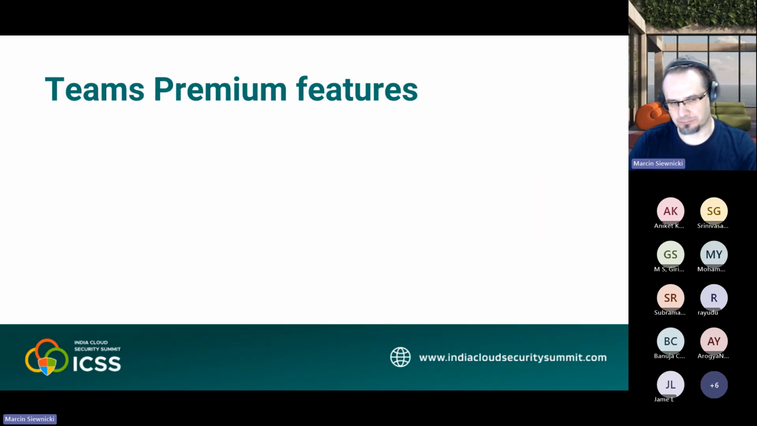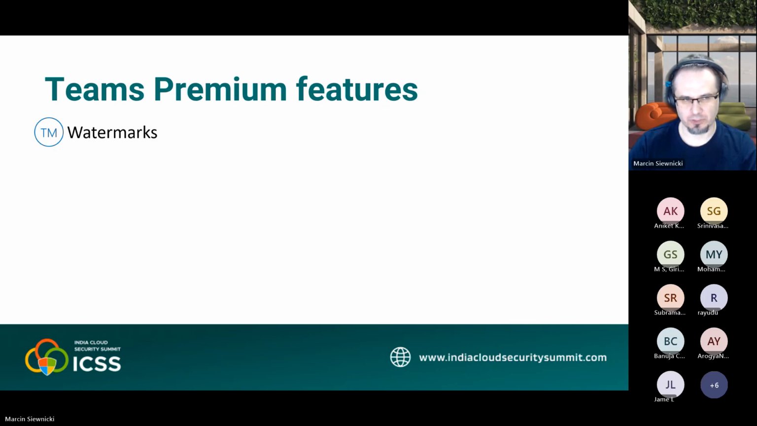But there are more. Microsoft introduced Teams Premium features this year, so you can buy additional licenses to gain some additional features, and some of them are strictly related to security. First, there are watermarks, so you can add watermarks to your shared content or shared video feeds to make it harder to copy. It's harder to make a screenshot and share it somewhere else, because all shared content gets your own email address on top of the video.